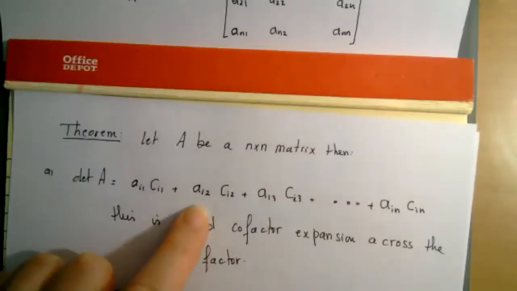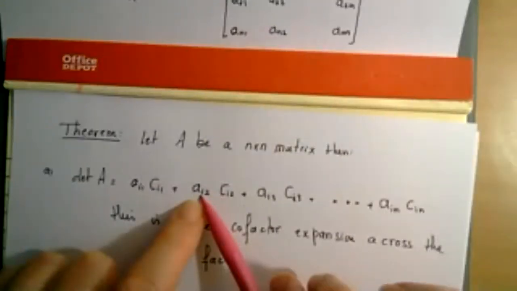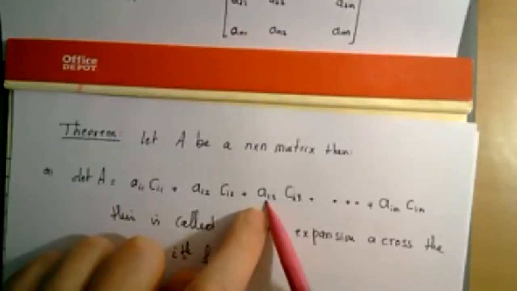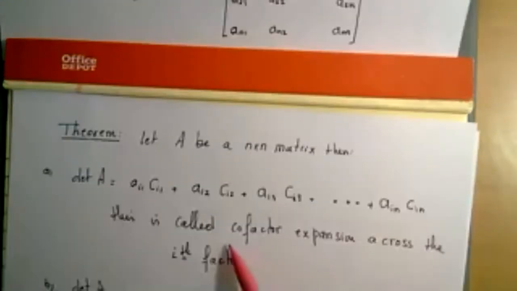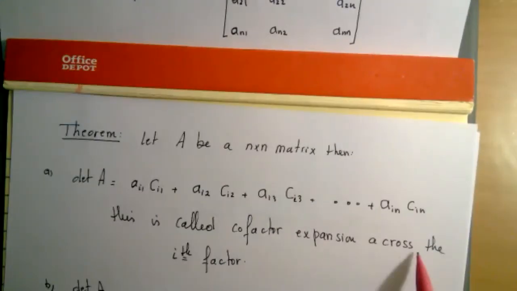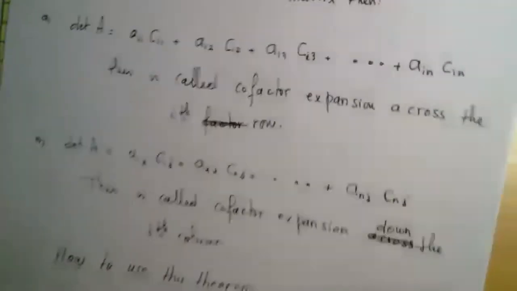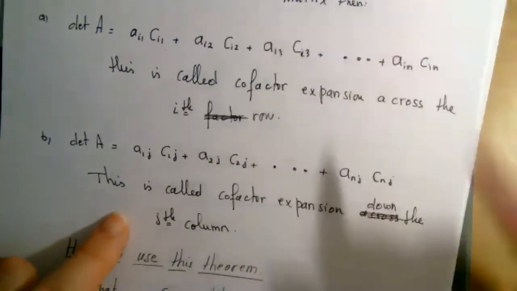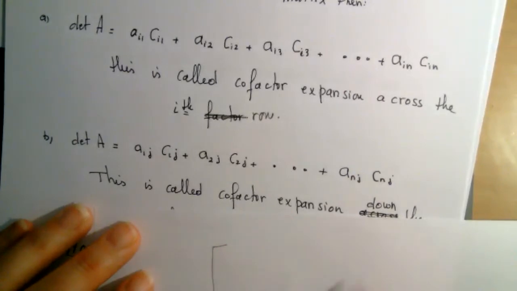I'm focusing on one row. The second term of the row will be the ith row, second column, times Ci2, plus the ith row, third column, times Ci3, and so on and so forth. This is called cofactor expansion across the ith row. And the theorem tells me you can work with columns. It means that instead of focusing on a row, you can focus on a column.